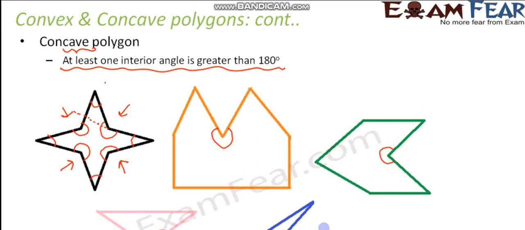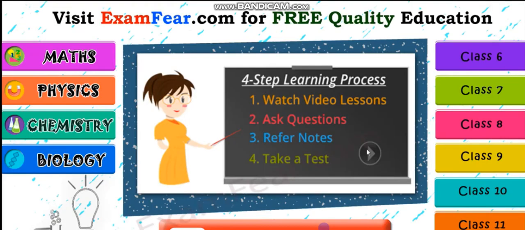So these are the two types of polygons that we come across.